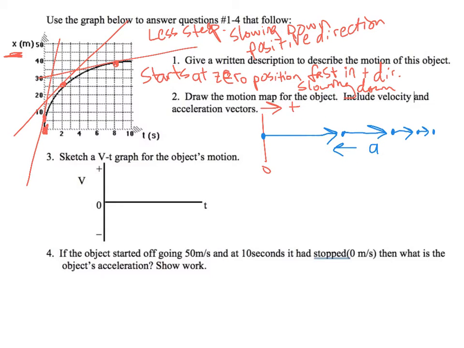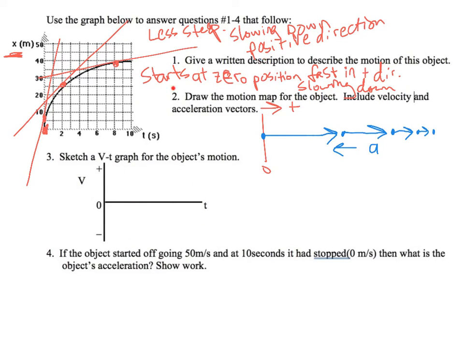All right, number 3. Sketch the VT graph for the object's motion. Okay, VT graph. Now, I want you to think about what we already said. What did we say up here? It's positive direction, so that means the line on our VT graph has to be up here. How do we know? Because it's traveling in the positive direction. These slopes are positive, which means our line has to be where positive velocities are. It has to be up here. It cannot be down here.